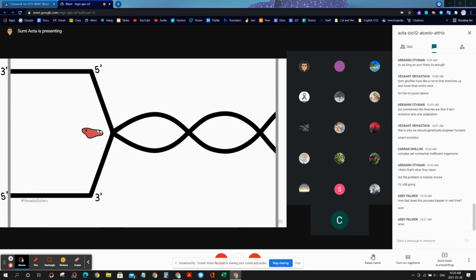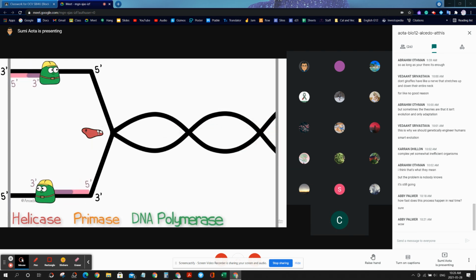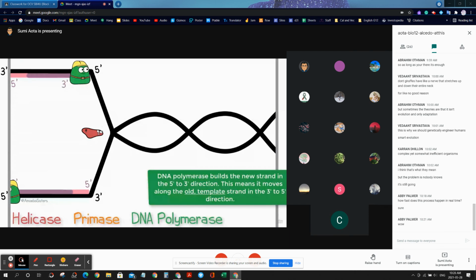DNA is unwinding here thanks to helicase. In this example, it will keep unwinding in this direction. Primase places primers. DNA polymerase is building the new strand. Now, the thing about DNA polymerase is when it's building a new strand, it can only build the new strand in the 5' to 3' direction. See how it's being built in the 5' to 3' direction?